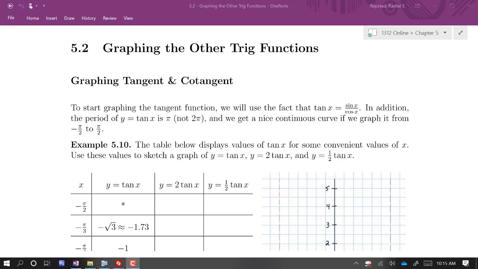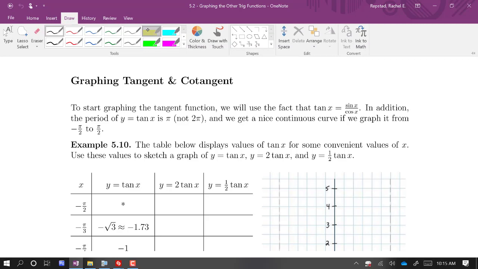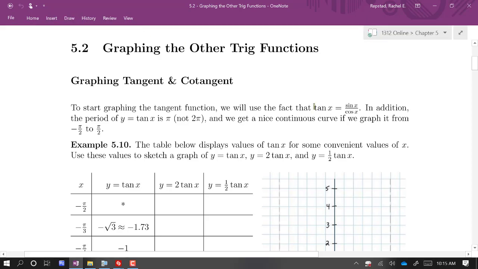Alright, in this section we're going to take a look at graphing the other trig functions. We're going to begin with tan x, the tangent function, and we'll note that, to help us with this, tangent of x is defined to be the quotient sine x divided by cosine x.